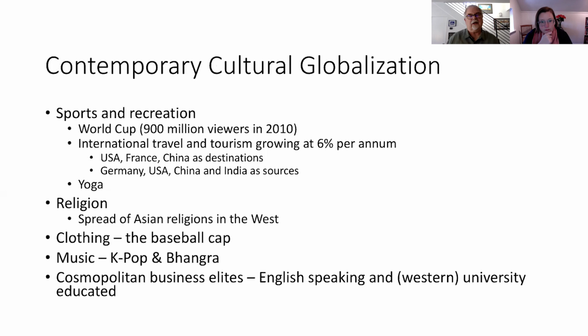The World Cup is the most popular and most viewed sporting event in the world. International travel, again pre-COVID, was growing at 6% per annum since the 1990s. And increasingly, the travelers are not from the West going to other parts of the world, but folks from China and India coming to the West as destinations, so global travel has become much more international and reciprocal.